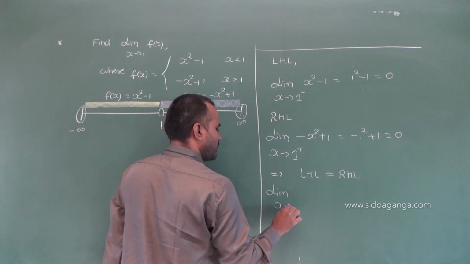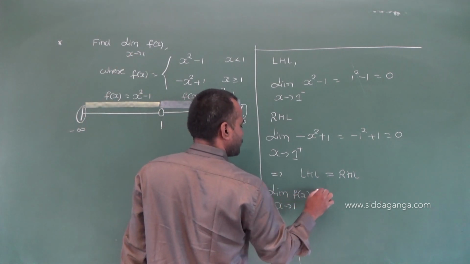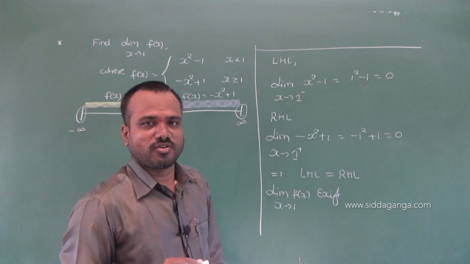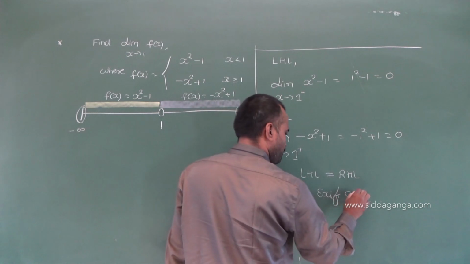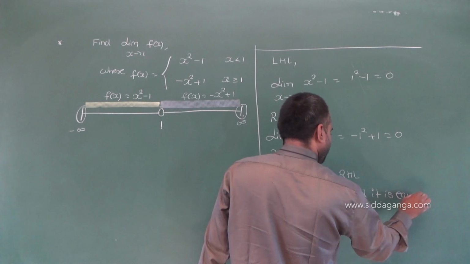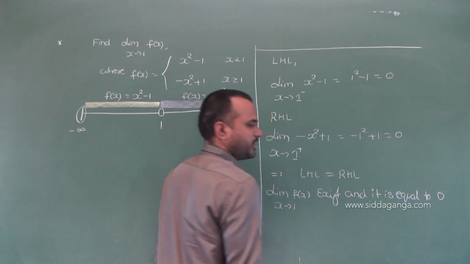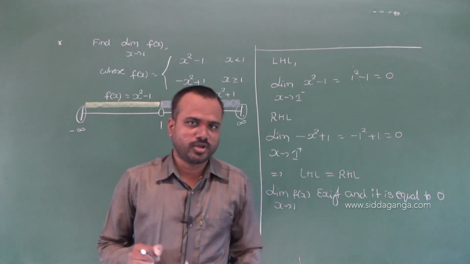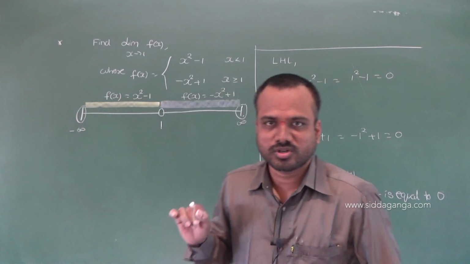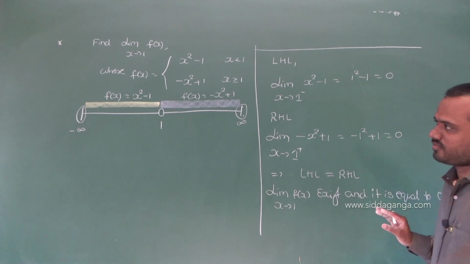Limit x tends to 1 of f of x exists and it is equal to 0. I think you are understanding this concept, very important concept. Observe this problem very carefully.